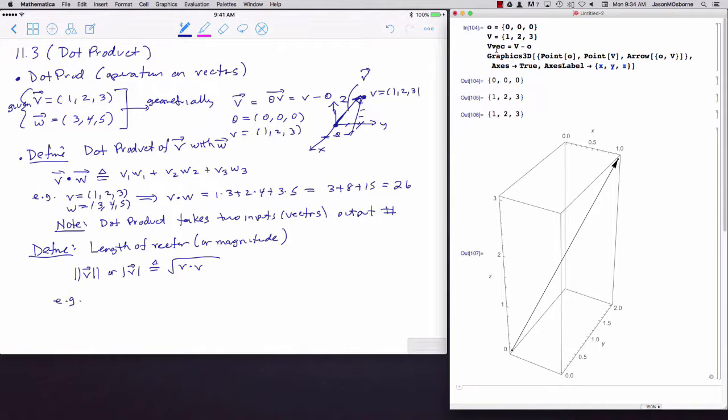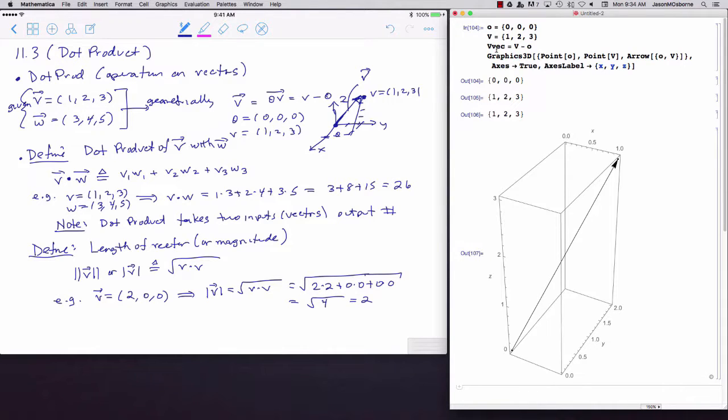So, for example, if the vector v is (2, 0, 0), then the length or the magnitude of the vector v is the square root of v dotted with v, which is the square root of 2 times 2 plus 0 times 0 plus 0 times 0, and you get the square root of 4, which is 2.